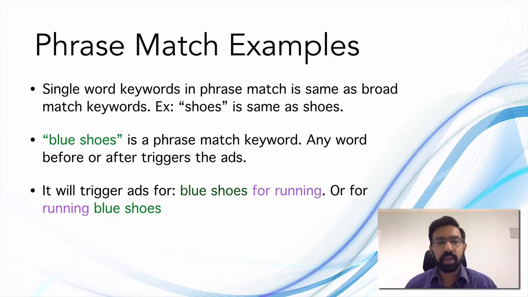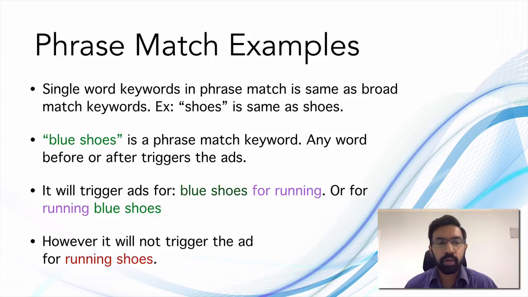So it will trigger the ads for blue shoes for running. If someone searches for blue shoes for running, it will trigger the ad because blue shoes is the phrase match. Or if someone is searching for running blue shoes, it will still trigger the ad because the exact phrase blue shoes is what we have given. However, it will not trigger the ad if someone is searching for running shoes or if someone is searching for blue running shoes, because here blue shoes is not appearing as a single phrase, and that is why the ads will not trigger in this case.